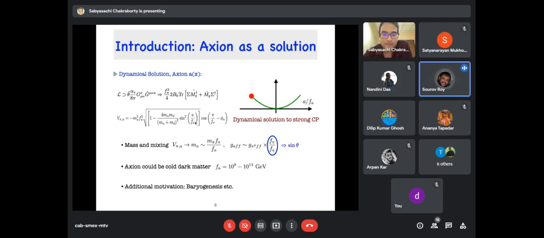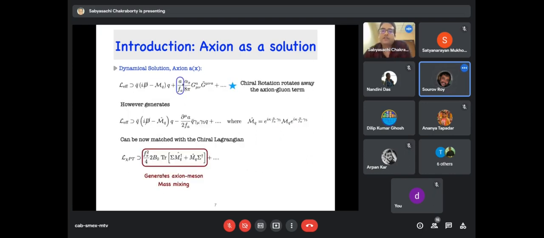Yes. No, but then you said that you rotate away this A by FA GG dual term using chiral rotation. What kind of rotation do you apply so that this A by FA GG dual is rotated away? Yeah, this one. So the quark fields, you can rotate it away by a term like Q goes to e to the power i A over FA gamma 5 Q. So that will rotate away this A by FA alpha s by eta i GG dual term? Right. But then it would generate this axion quark coupling.